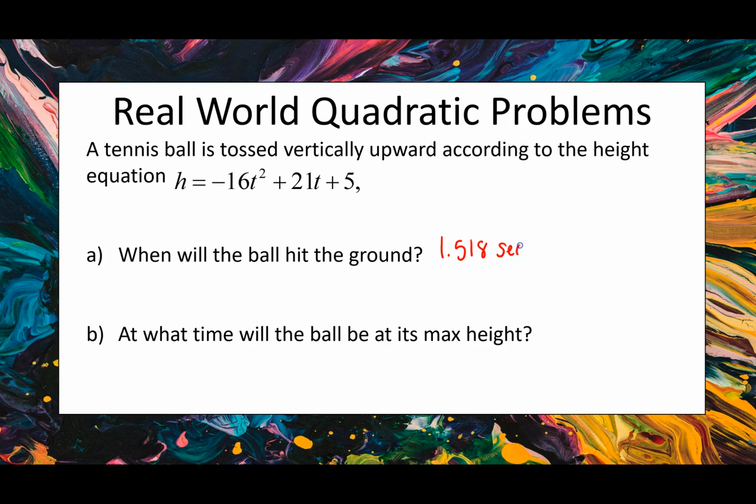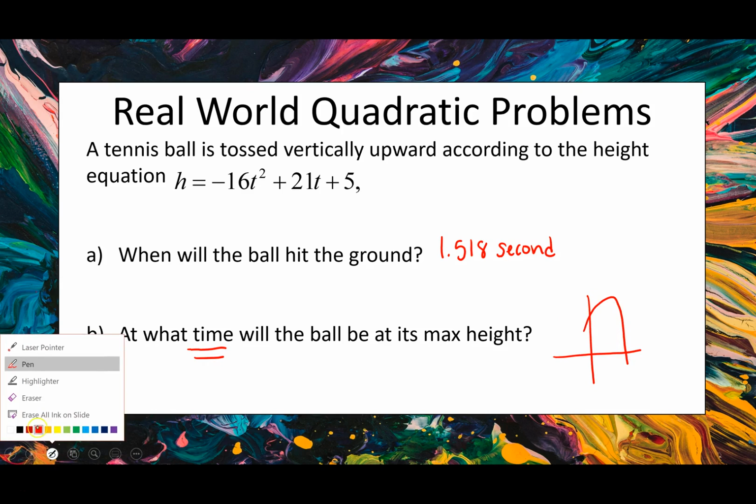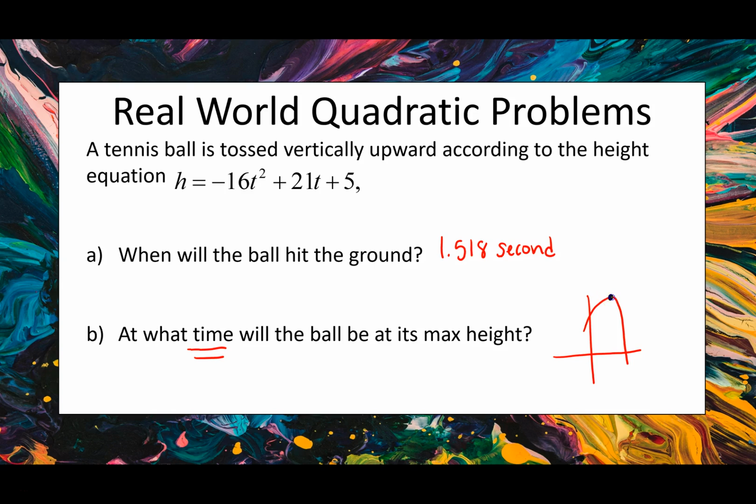At what time will the ball be at its max height? Well, where is that located? My max height, of course, is going to be at the maximum, at the vertex of my parabola. And this would be the time when it hits the max. And if I'm taking my y coordinate, that would be the actual height that the ball got to. Since this one's asking for the time, we're going to take the x coordinate.